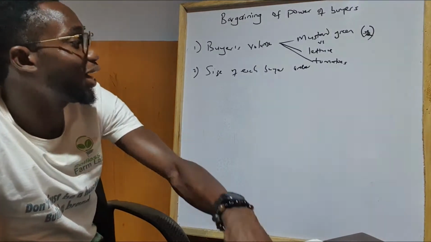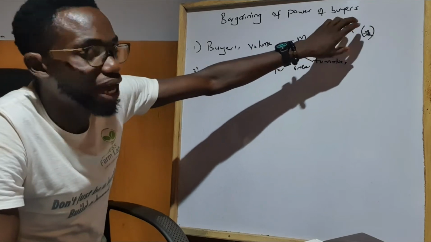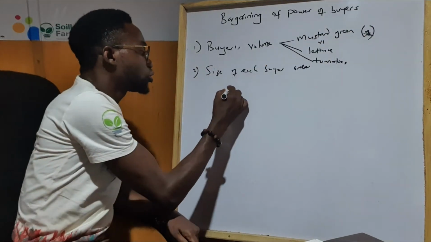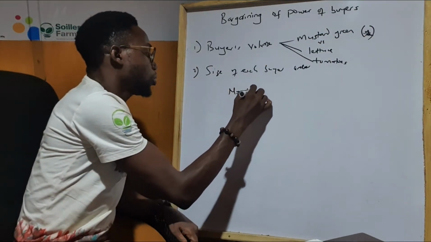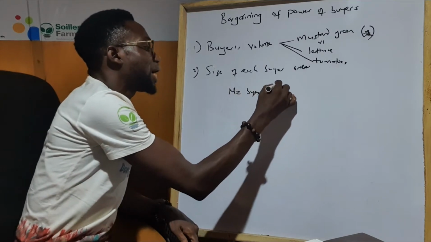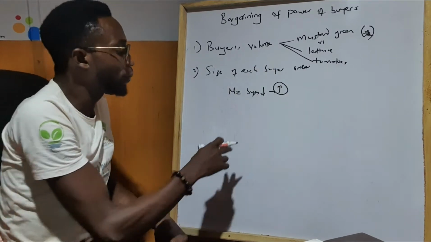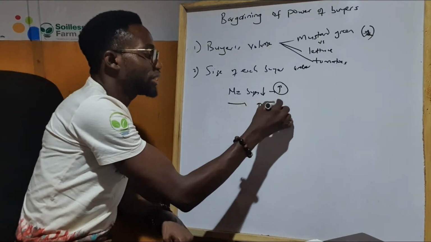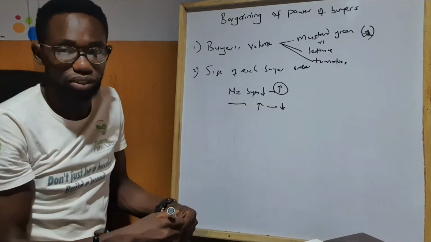And so on and so forth. Why? The number of buyers here are few. So when the number of buyers are few, their power is high. But when the number of buyers are many, their powers are diminished.